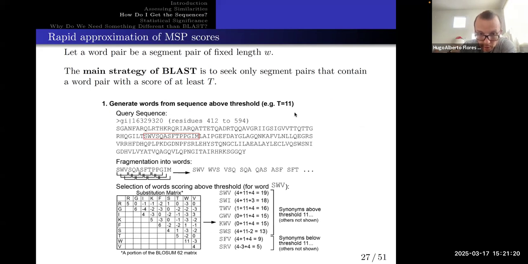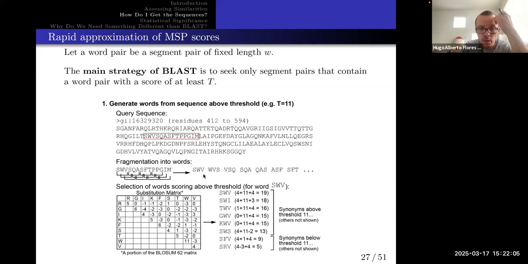So in this particular case, I choose again a word of 3 letters. The first thing BLAST does is look for a subsequence of the original sequence. Let's consider this one that is marked here in red, SWVSQ. After that, you select the length of the word. I mentioned previously that the length of the word can be 3, and here I'm splitting this fragment in words of 3: SWV, WVS, VSQ, SQA, and you continue that way until you finish.